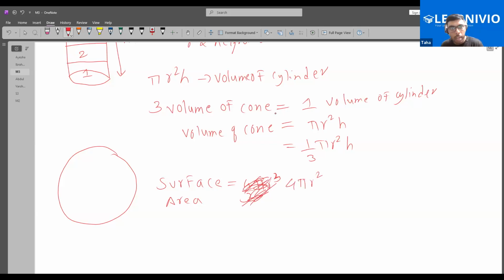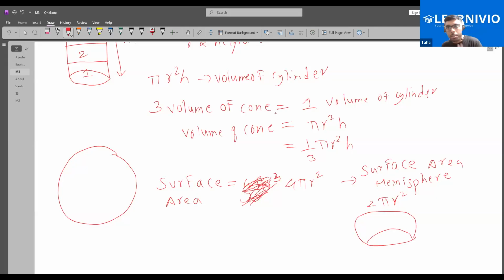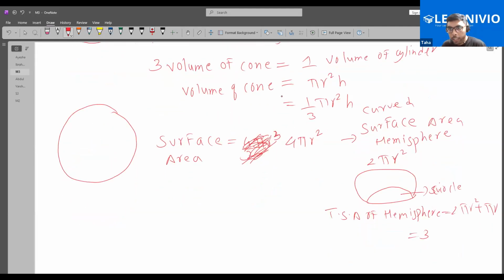Now the hemisphere is going to be half of it. So the surface area for a hemisphere is going to be half of that, so 2 pi r square. Now a hemisphere will have two surfaces, right? A lateral surface, curved surface, okay, curved surface area, and then a total surface area where this one circle is going to be involved. So the TSA of a hemisphere would be 2 pi r square plus the area of the circle. Okay, so that is how you get 3 pi r square.